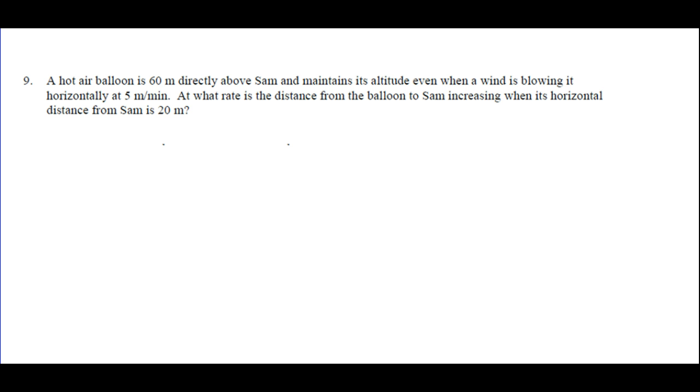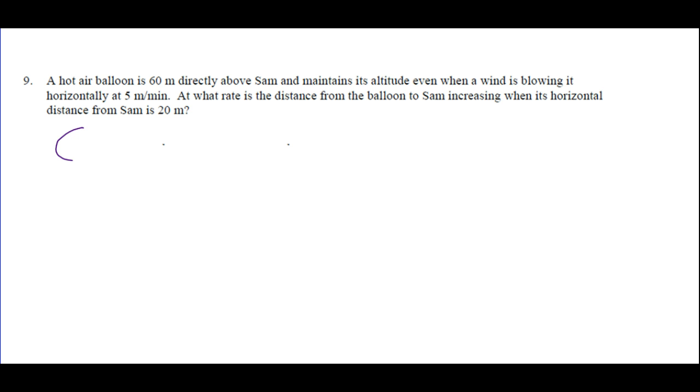A hot air balloon is 60 meters directly above Sam and maintains its altitude, so it's going to stay at an altitude of 60 meters, even when the wind is blowing it horizontally at 5 meters per minute. At what rate is the distance from the balloon to Sam increasing when its horizontal distance from Sam is 20 meters? So think about the distance from Sam to the balloon. It starts out at 60, and then as it starts moving, it's now the hypotenuse of a triangle. And that's changing at a rate, and we want to know what is the rate at which it's changing at this particular moment in time.